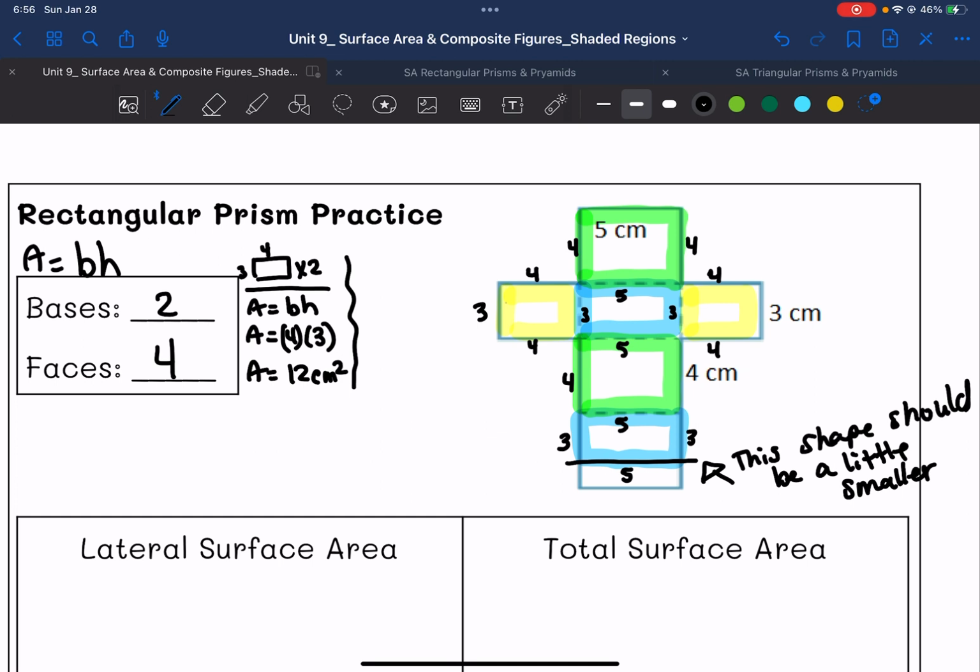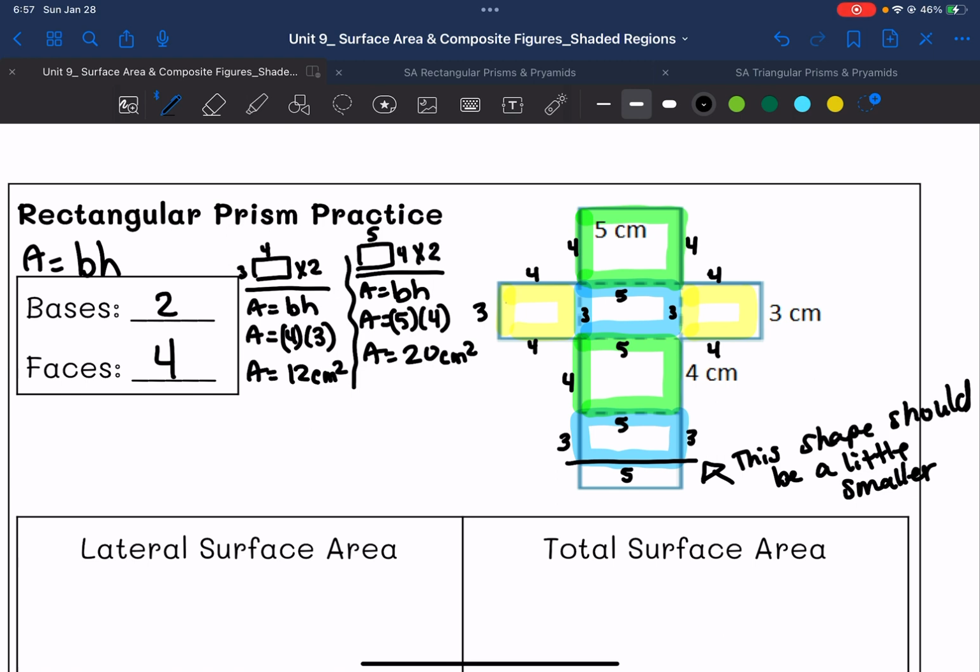And then I'm going to do the green one, which is a 4 by 5. So again, 4 by 5, and we're going to say times 2, because there's 2 of those. Area is equal to base times height. Area is equal to 5 times 4. That is 20 centimeters squared. Now, I haven't multiplied anything yet. I'm just finding the area of 1 right now.